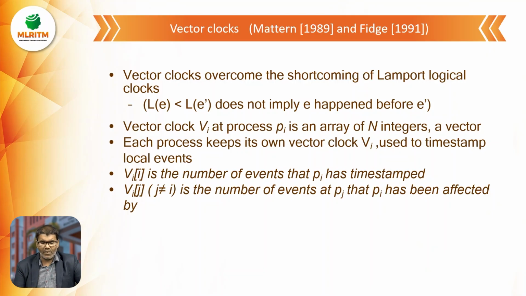Here it is represented by L(e) less than or equal to L(e'), which does not imply that e happens before e'. So e won't happen before e'. The vector clock Vi at a process Pi is an array of n integers.